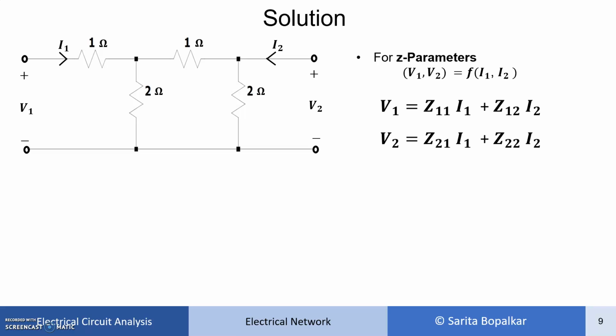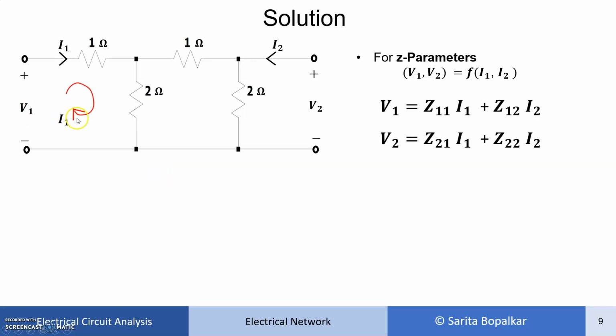But instead of that, the easiest solution and the method which I prefer is a different one. That means I am applying KVL to each loop and I am trying to express V1 and V2 as a function of I1 and I2, so that I can compare that equation with the standard equation to get these Z parameters. So first step, apply KVL.